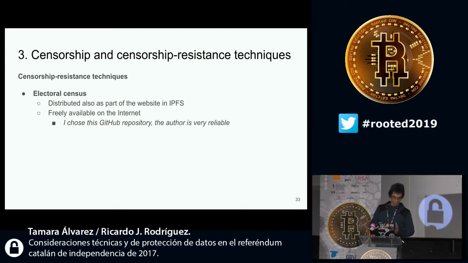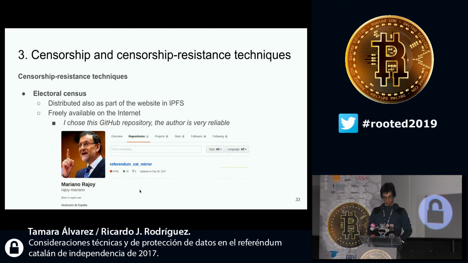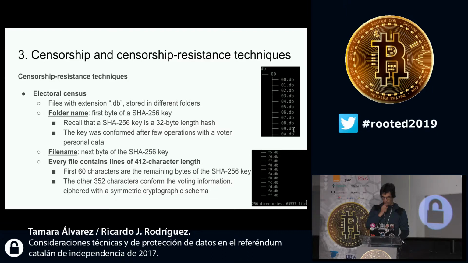Another thing that was done in a distributed way beyond the web page was the census. As soon as it was seen that the server that they had, the electoral census, was left in a distributed way, and it is still available on the internet, and I've taken this repository because I think it's a trustworthy author, and I want to take a look at it.